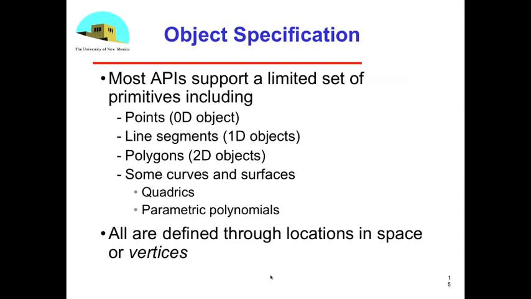Okay, what kind of objects? All objects that we're going to deal with are going to be specified by vertices, or locations in space, and we're going to be dealing with 0, 1, and 2-dimensional objects. Now, what do I mean by that?